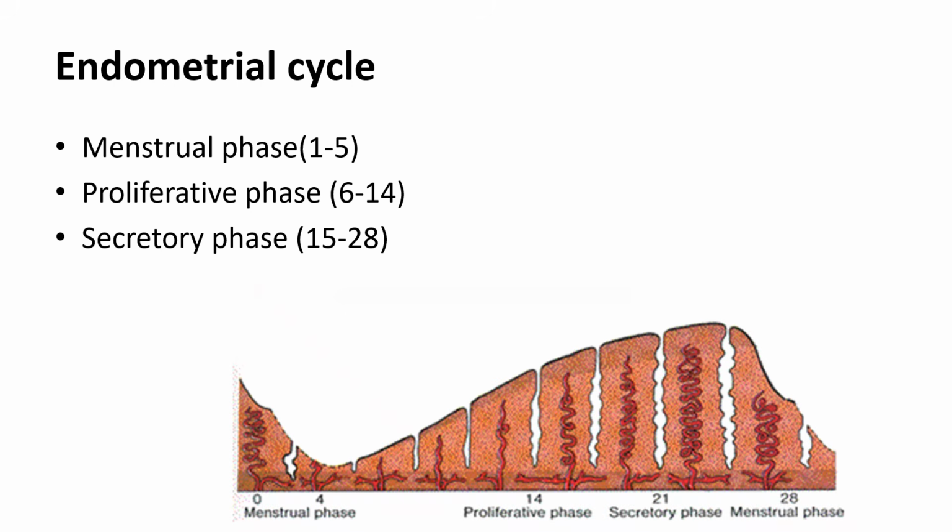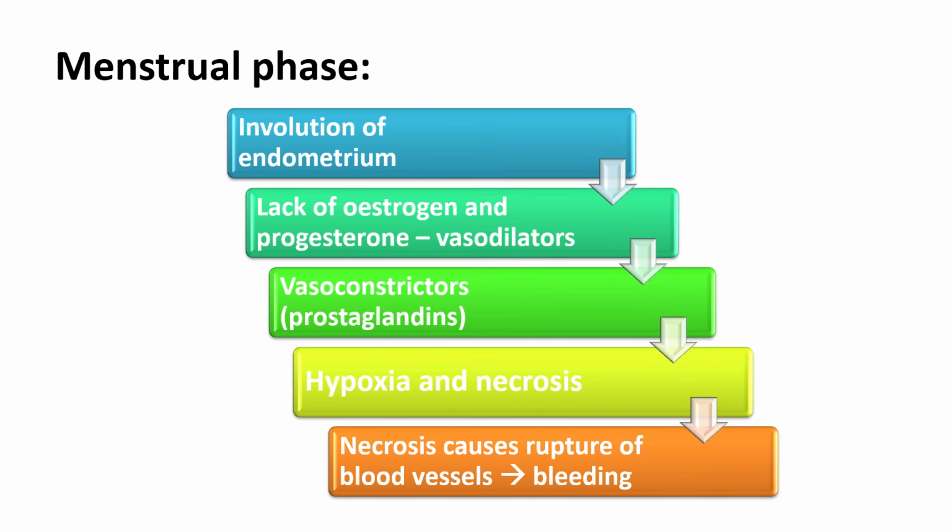Now coming to the uterine cycle. The uterine cycle is divided into 3 phases. 1. Menstrual phase, that is bleeding. 2. Proliferative phase, that is division of the endometrium, and 3. secretory phase, that is more development of the glands. So 1 to 5 days is called the menstrual phase, 6 to 14th day is called the proliferative phase, and 15 to 28th day is called the secretory phase.